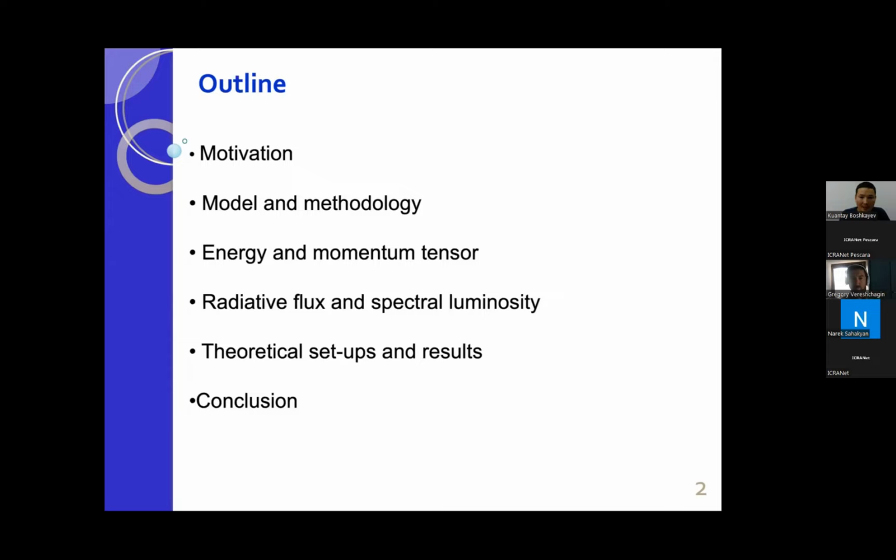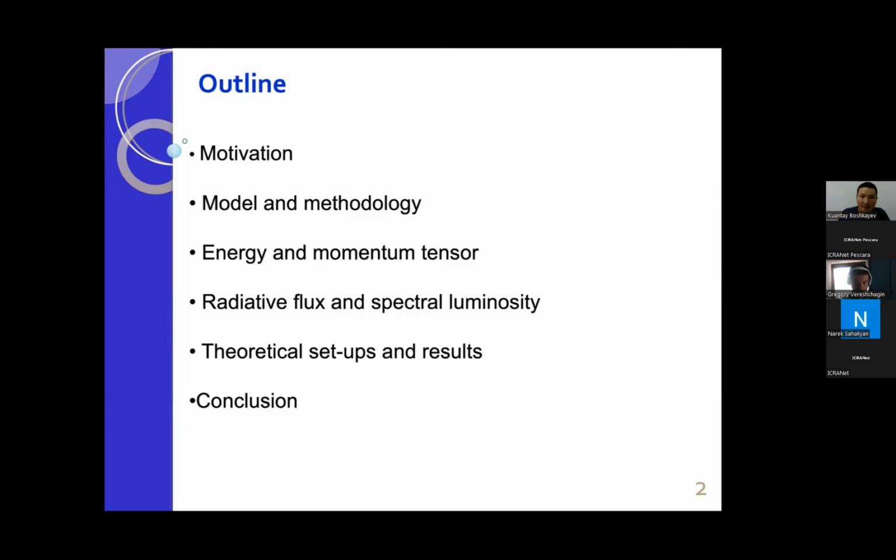After that, I will also give a definition of the flux, the radiative flux coming from the accretion disk, and also the spectral luminosity. Since this work is purely theoretical, I will show you the main theoretical setups, what the model free parameters are, and present the main results. In the end, of course, I will summarize my conclusions and speak about future prospects, how we can extend this work.